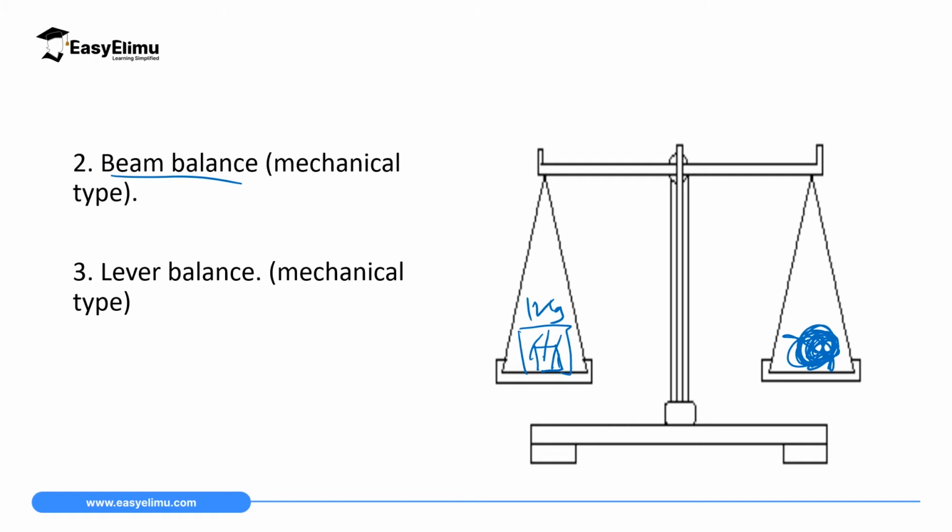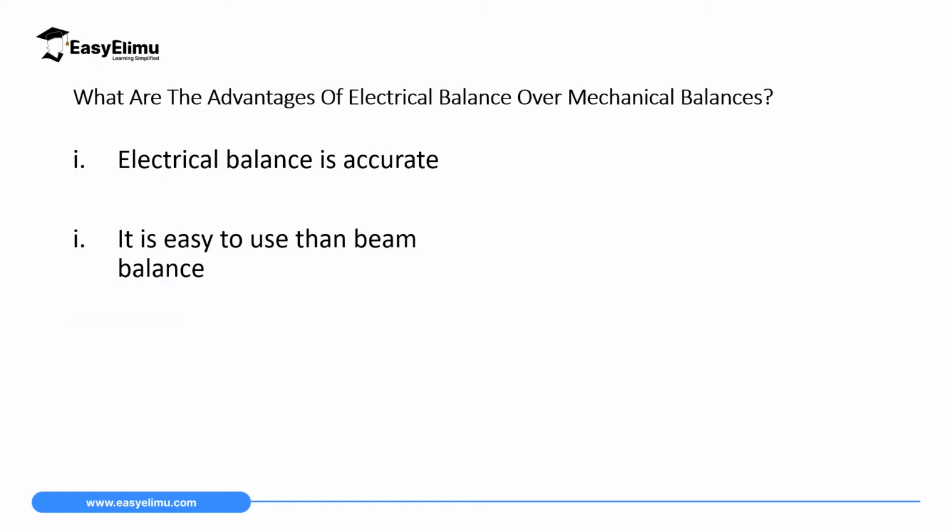And then finally, we have what we call a lever balance. Lever balance is also a mechanical type, meaning it does not use electricity. Just as I mentioned, electrical balance has more advantages to mechanical balances.